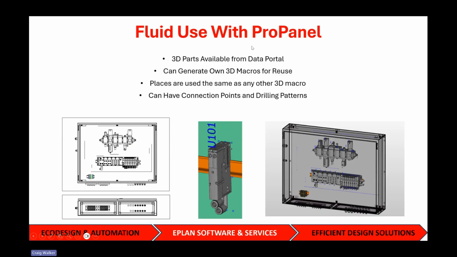Looking at fluid use with ProPanel, again, very similar to the electrical. 3D parts are available from the data portal, which I've shown you, those 3D macros with some parts. You can generate your own 3D macros in a 3D macro project. A little bit more of a bigger project, a bigger process, but good to get used to. And once they're done, you can just reuse them.